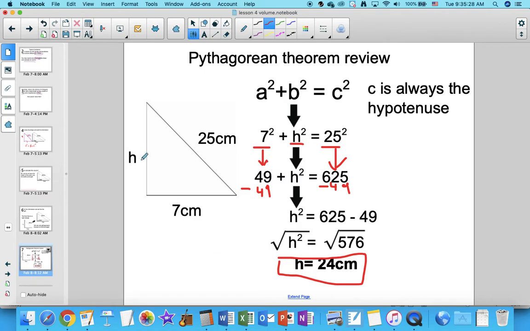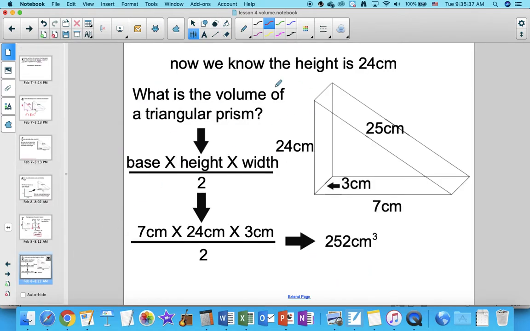So now you know the height is 24 centimeters high. So using that, you can calculate the volume of the prism. It's base times height times width divided by 2. Or you find the area of the triangle, base times height divided by 2, times the width, which gives me 252 centimeters cubed, because this is what I did. I found out that this was 24.